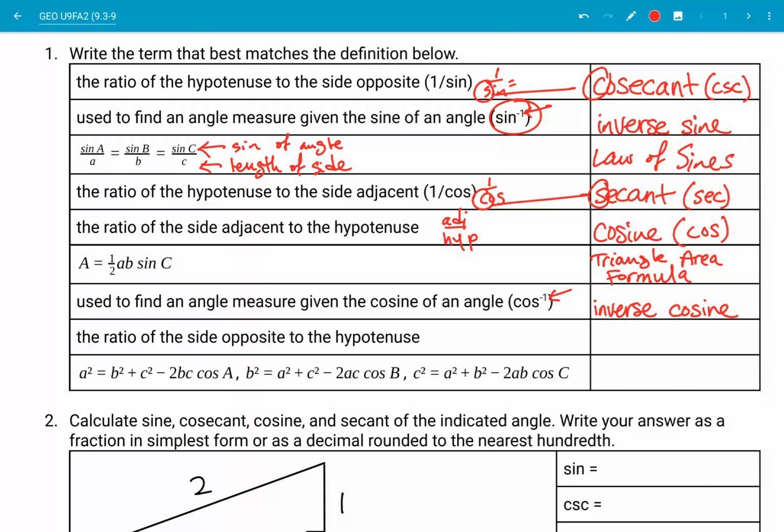The ratio of the side opposite to the hypotenuse. Okay, so opposite over hypotenuse, well, that's sine. And then all of this stuff, a squared equals b squared plus c squared minus 2bc cosine a. B squared equals a squared plus c squared minus 2ac cosine b, and c squared equals a squared plus b squared minus 2ab cosine c. Up here we had the law of sines, so down here we must have the law of cosines.